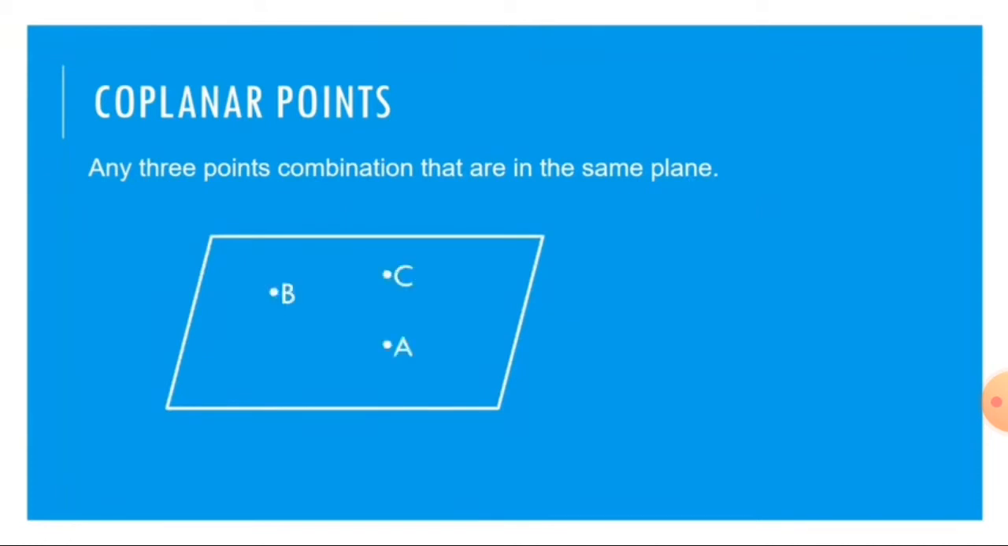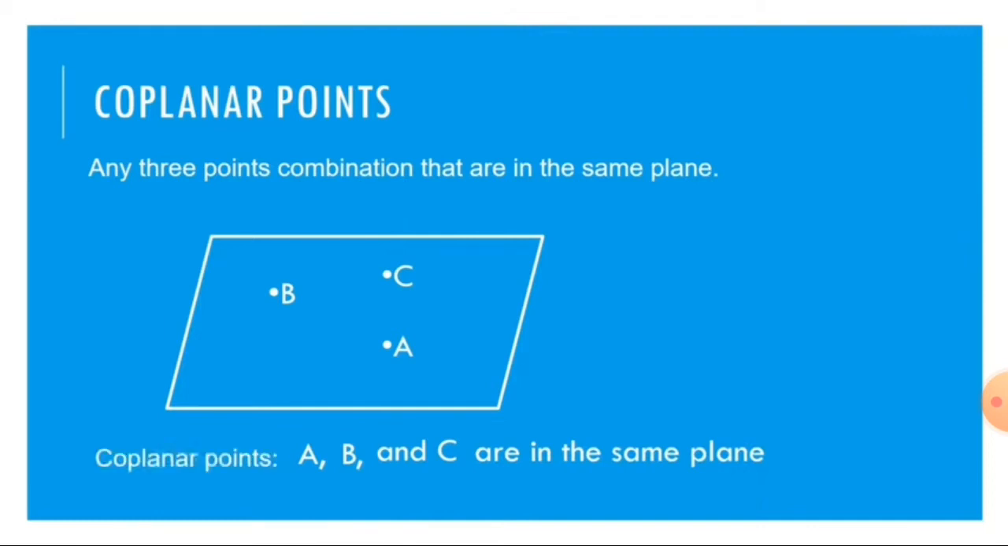Point A, point B, point C. When I choose those 3 points, A, B, and C, you will notice that they are all in the same plane. Nasa loob sila ng iisang plane. Yun ang tinatawag na coplanar points. Kahit magdagdag pa tayo ng letter, for instance, idagdag natin si point D at pinili natin si point D, point B, point C, at point A, dahil nasa loob sila ng iisang plane, sila pa rin ay coplanar points. Napakahalaga, they are inside one plane para matawag na coplanar points.